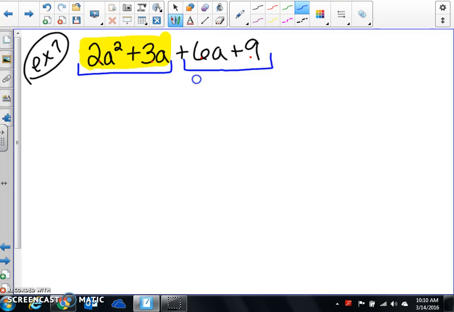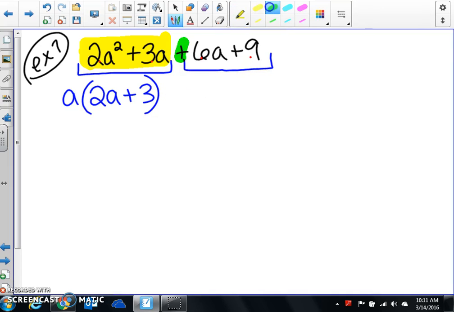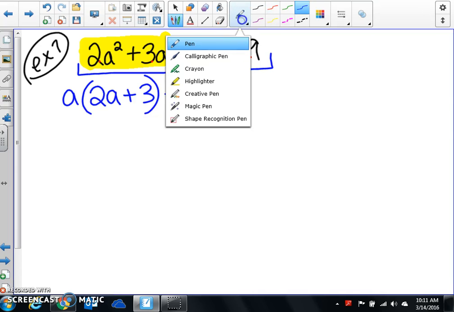However, in both of my terms, I have at least 1 a, so I can take an a out. 2 divided by 1 is 2. I had an a, I took 1 away, so a. Positive 3 divided by 1 is plus 3. I had an a, and it went away. All right, so if this is a plus, then I need to write plus.